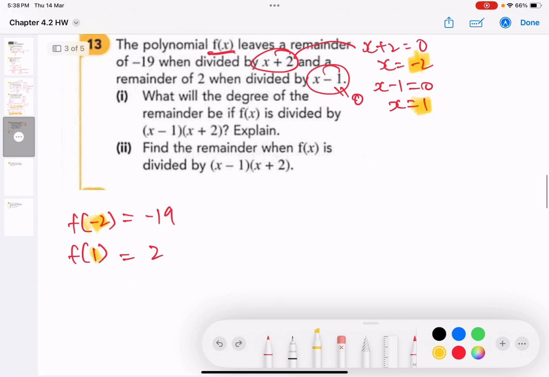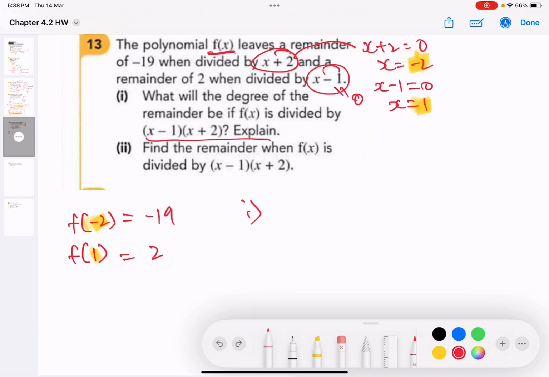Now let's look at part I. What will the degree of the remainder be if f(x) is divided by this? Now, remember in class I told you, for part I, when you are dividing by the divisor, your remainder is always going to be 1 degree less than the degree of the divisor. Now, in this case, your divisor is of degree 2. So your remainder will either be degree 1 or it could be degree 0. Okay, it could be degree 0 if this is a factor.